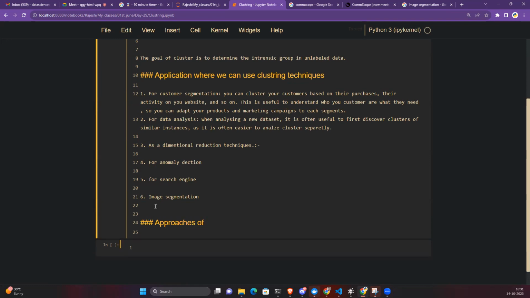Approaches of clustering. The clustering approach.